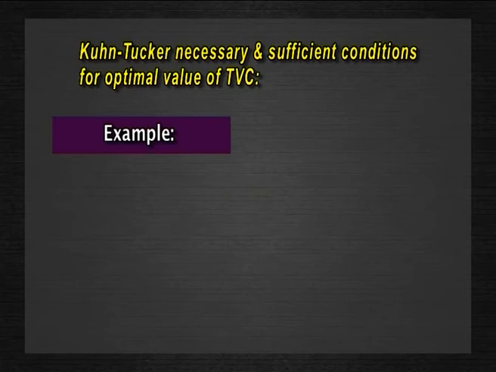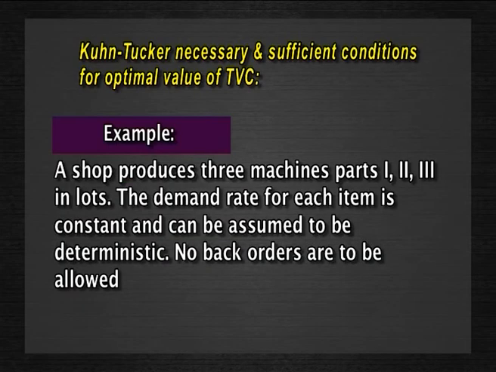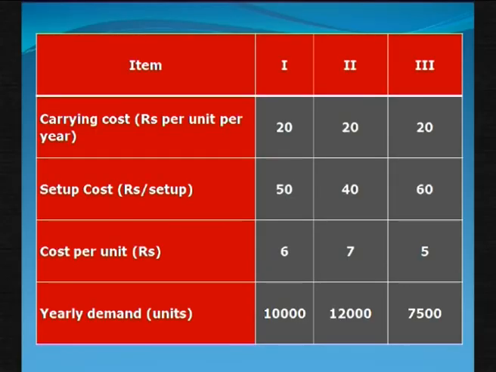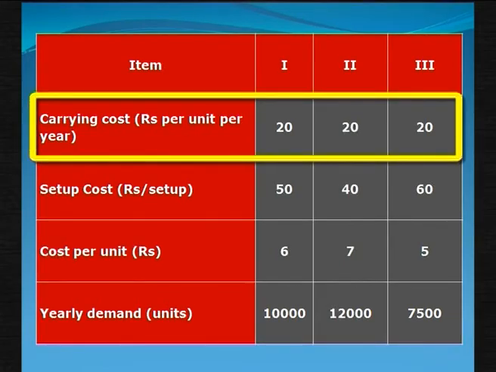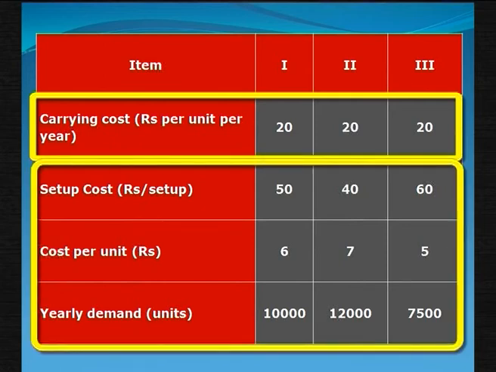Now coming to a problem example. A shop produces 3 machine parts 1, 2, 3 in lots. The demand rate for each item is constant and can be assumed to be deterministic. No back orders are allowed. The pertinent data for the items is given by the following table. In the table, the second row indicates the carrying cost of the 3 machine parts. The third, fourth and fifth rows indicate the setup cost, cost per unit and yearly demand of the 3 machine parts respectively.